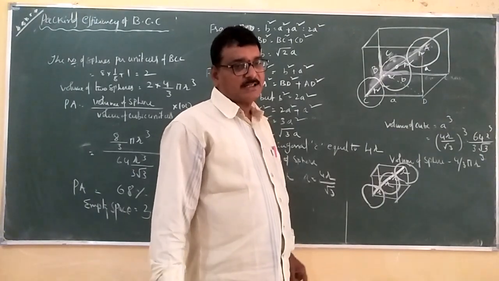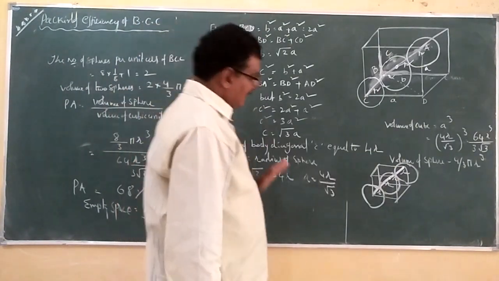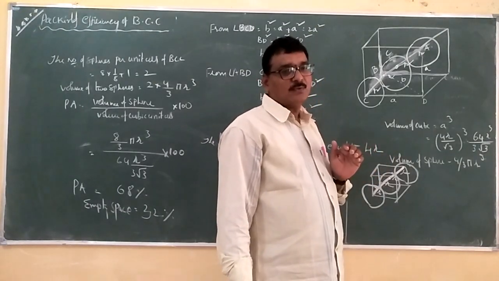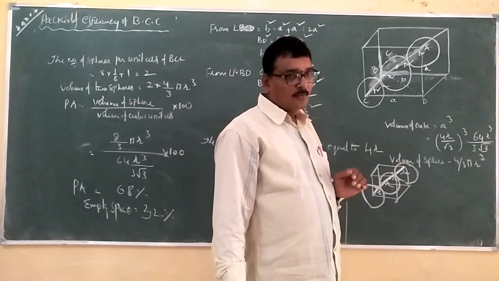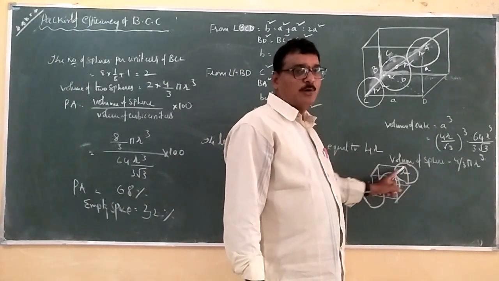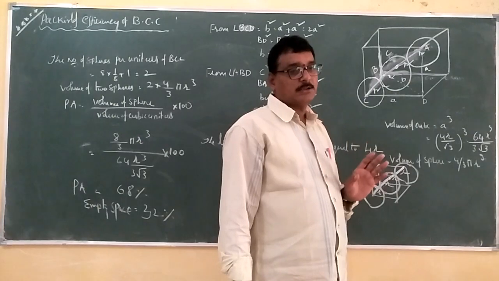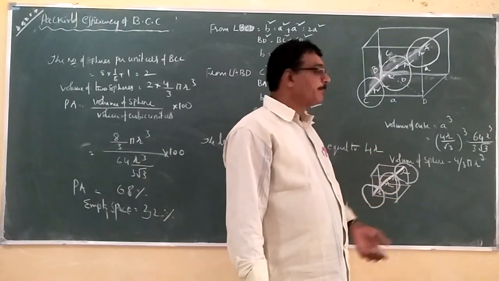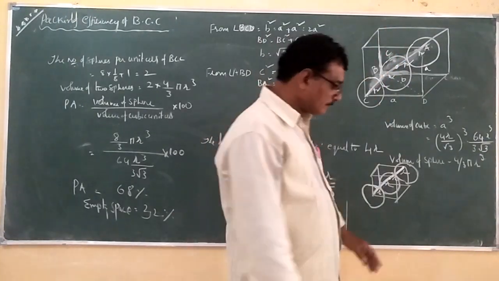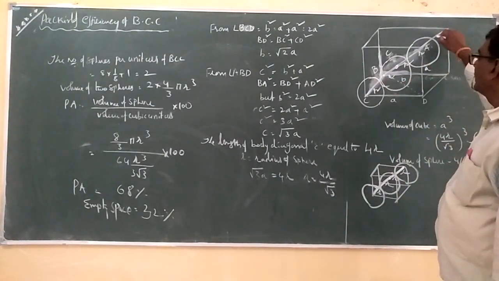Today your derivation is the packing efficiency of body centered cube. In the body diagonal, 3 spheres touch each other, giving 4R: here radius, here radius, here radius, here radius. One body diagonal means 4R. That's the simple diagram. Now I am drawing the bigger one. See carefully, in this diagram there are 3 spheres.